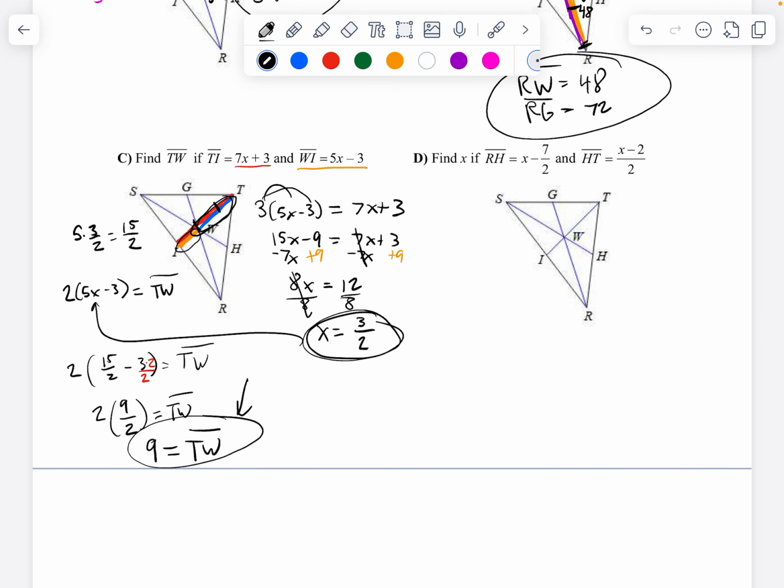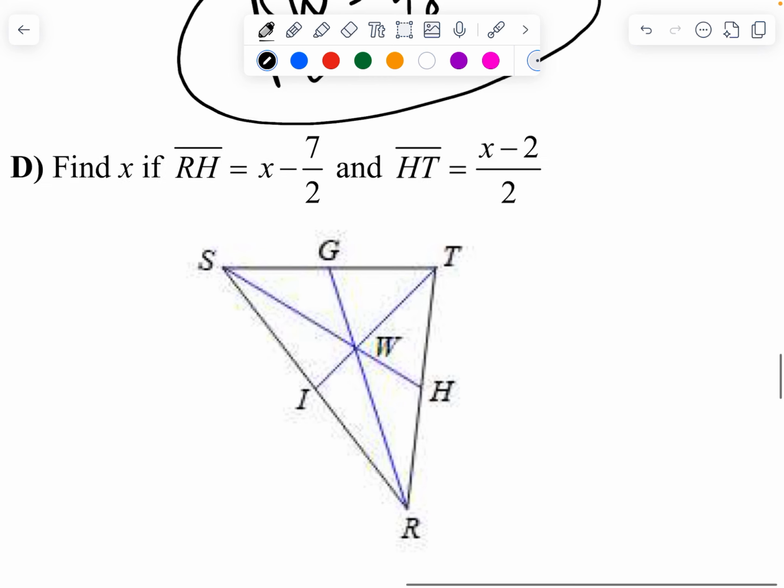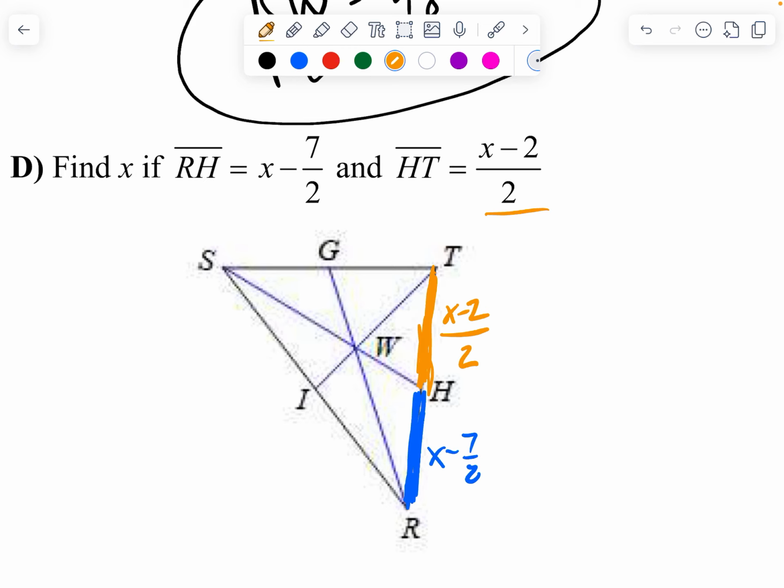Done. Okay, now the last but not least, it says find x. Oh, apologies. If R to H is this last little segment down here, it is x minus 7/2. And given that HT, this segment right here, is x minus 2 all over 2. And our goal is to solve for x.